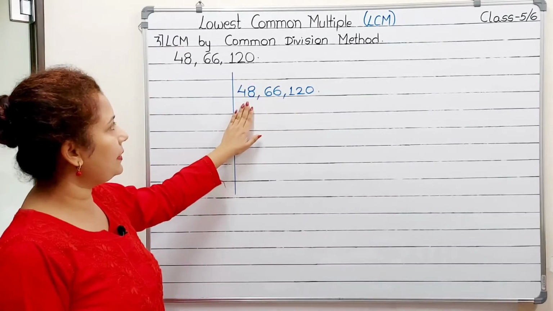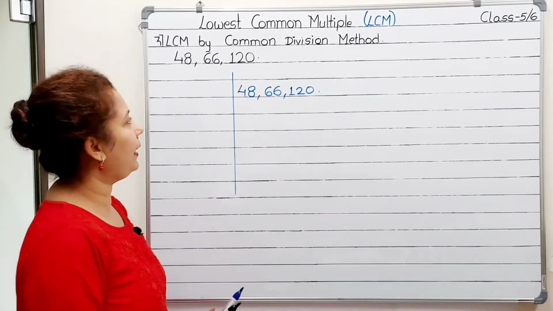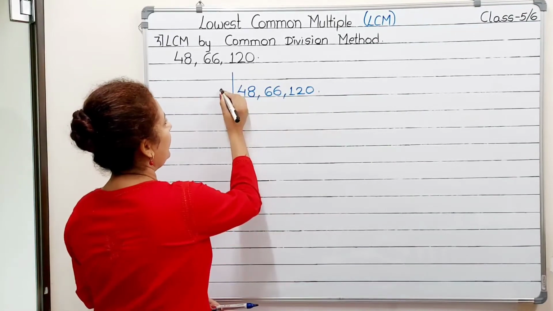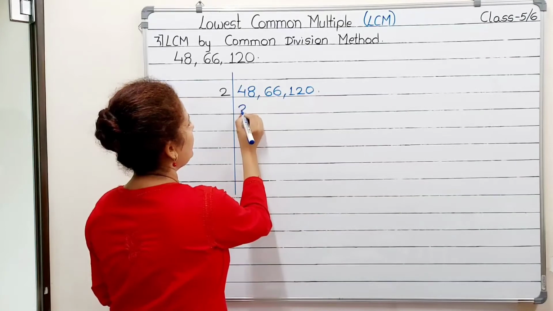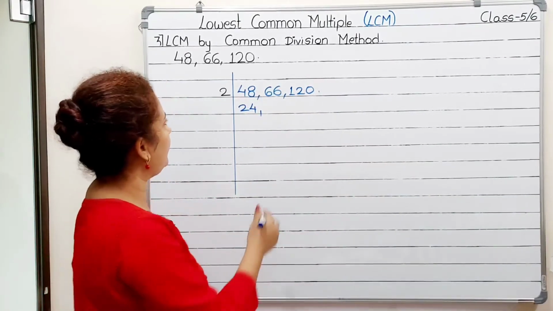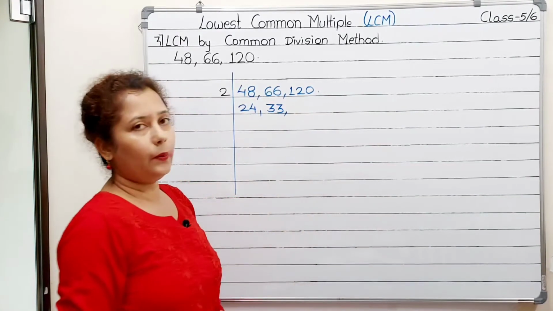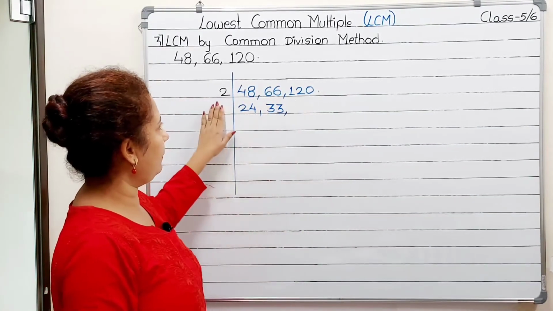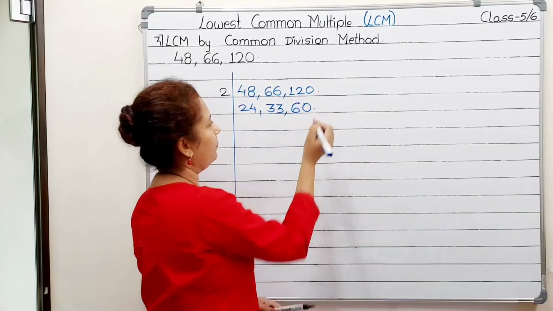Here the given numbers are 48, 66 and 120. All are divisible by 2. So we will divide them by 2. When we divide 48 by 2, we get 24 as the quotient. When we divide 66 by 2, we get 33 as the quotient. When we divide 120 by 2, we get 60 as the quotient.